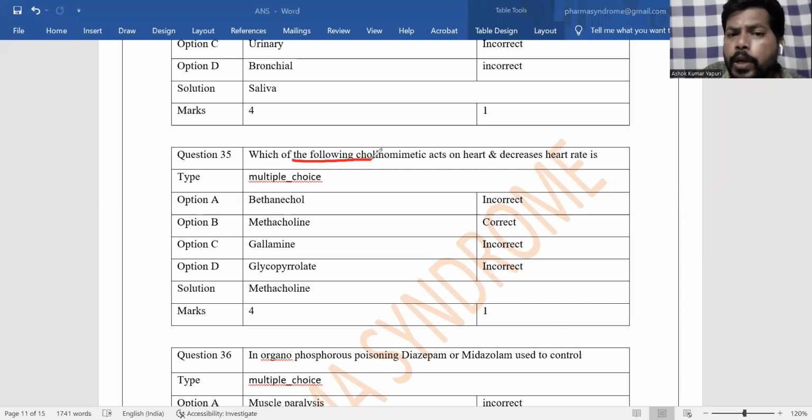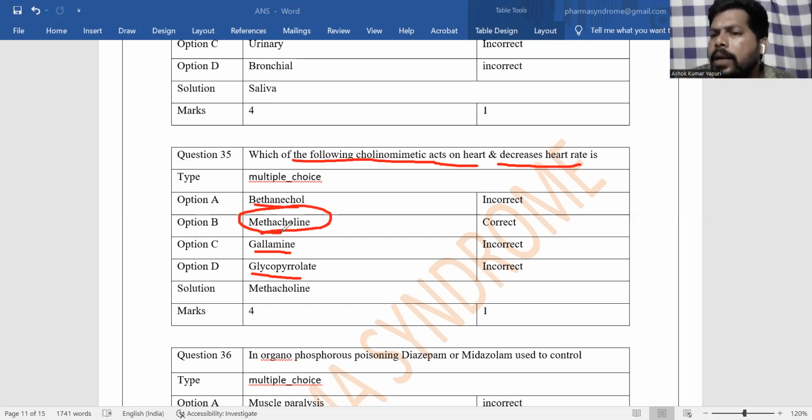Next question: which of the following cholinomimetics acts on the heart and decreases heart rate? Cholinomimetics, also called parasympathomimetics, by definition mimic the acetylcholine function on muscarinic receptors. Bethanechol is a selective M3 receptor agonist, and gallamine is a selective M2 receptor blocker on the heart. Glycopyrrolate is also a muscarinic receptor blocker, generally non-selective, but methacholine selectively agonizes M2 receptors on the heart and decreases heart rate.